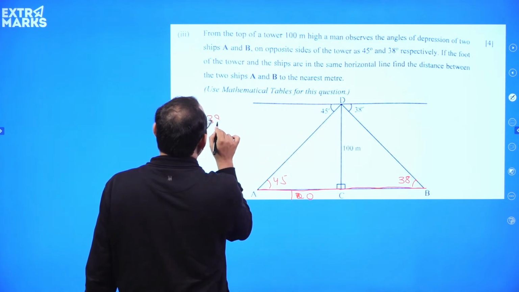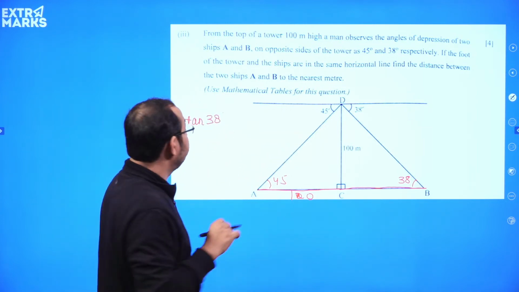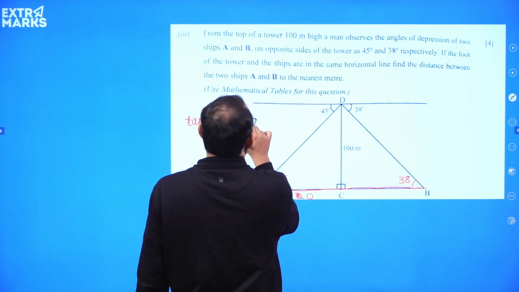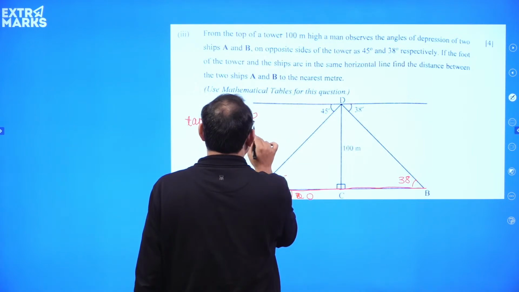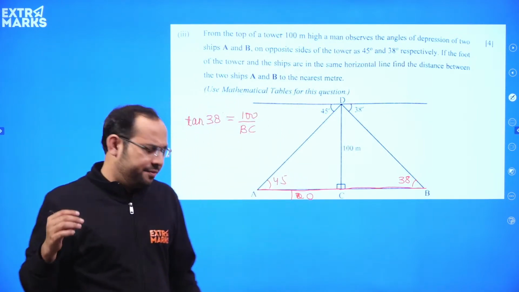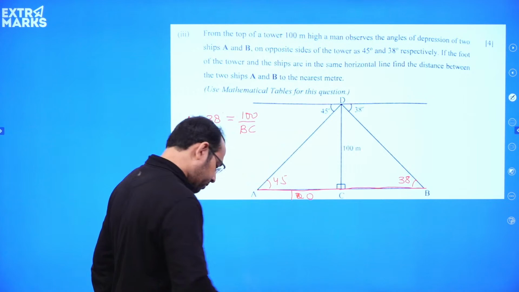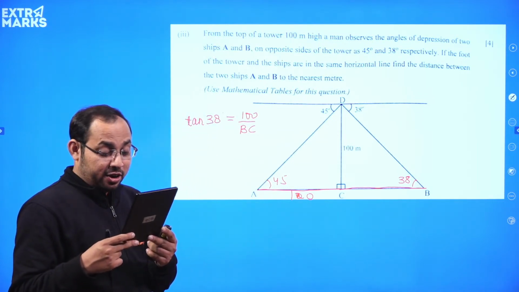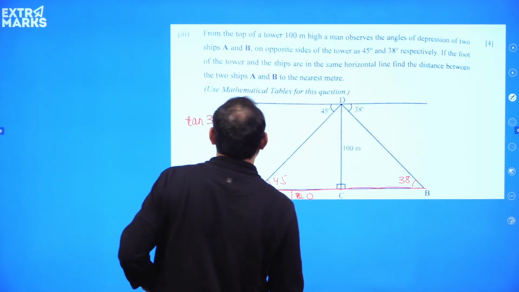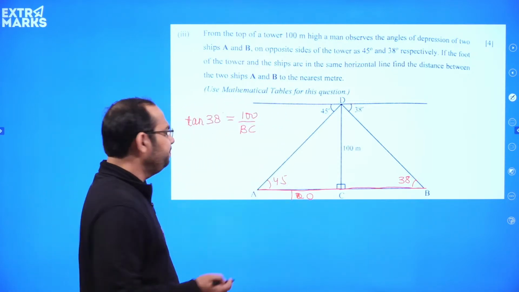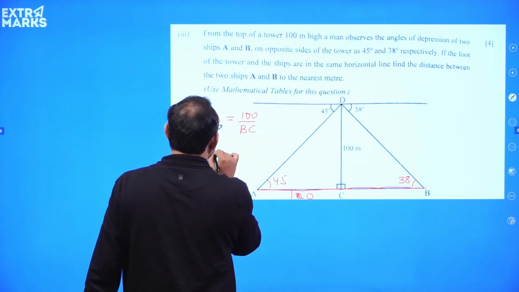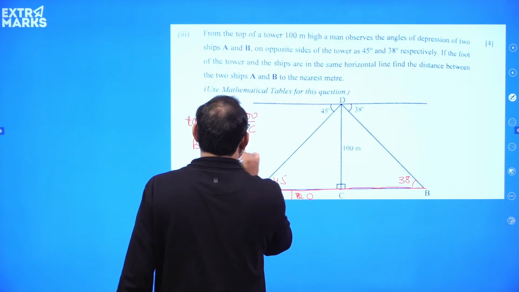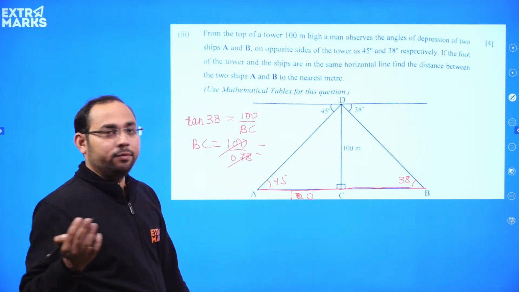Tan 38 is equal to 100 by BC. Now what is the value of tan 38 given in your question paper? Come on. Tell me the value of tan 38. First you will have to tell me the value of tan 38. 0.78. Okay, let's apply that. So BC will be 100 by 0.78. We will cancel this. Let's see what we are getting.